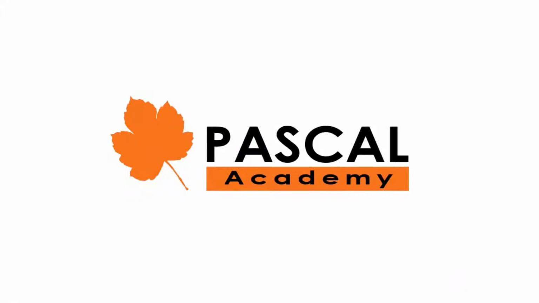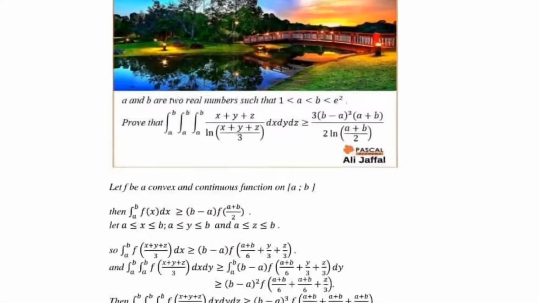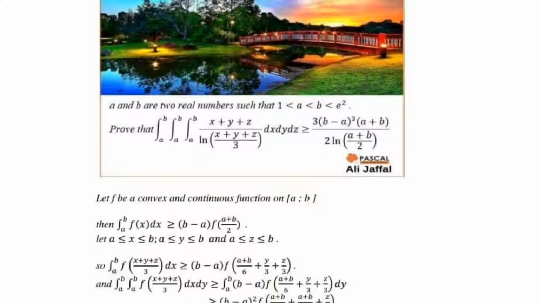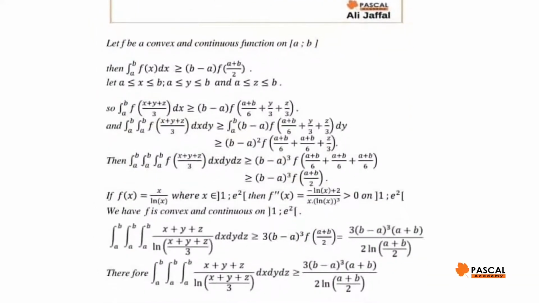In this video, we are going to prove: if a and b are two real numbers, a is greater than 1, a is smaller than b, and b is smaller than e², then the triple integral from a to b, from a to b, from a to b of (x + y + z) over ln((x + y + z)/3) dx dy dz is greater than or equal to 3(b − a)³ times (a + b)/2 times ln((a + b)/2).